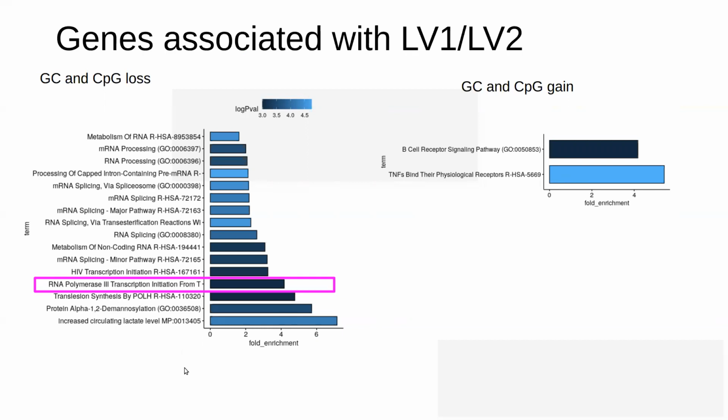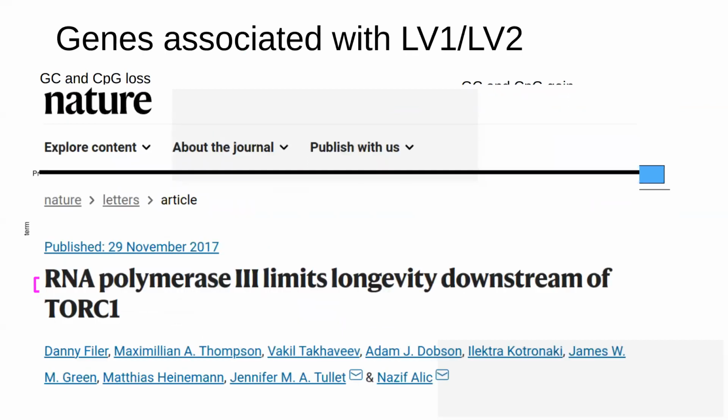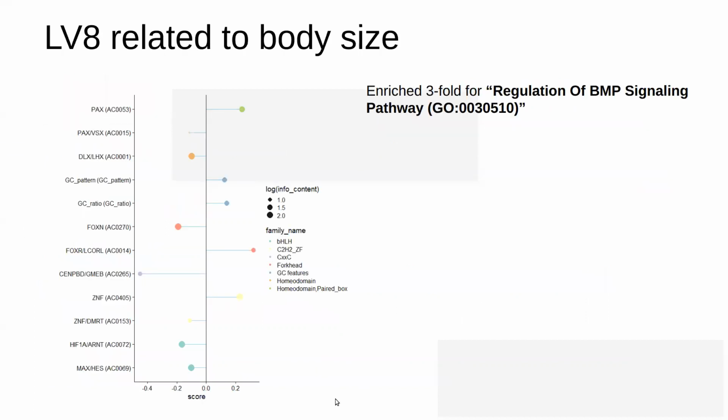If you Google RNA polymerase 3, one of the first things that comes up is this paper, which has strongly implicated it in controlling longevity. I just want to show one more interesting thing. We found this latent variable 8, which appears to be related to body size. It had literally one significant enrichment for a non-computational gene set, which was regulation of BMP signaling.